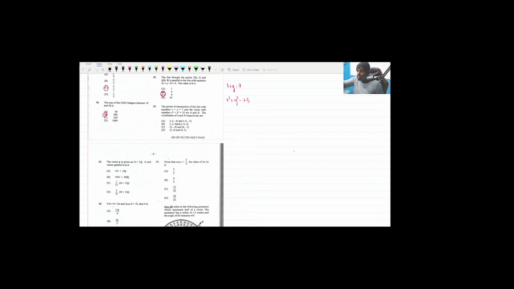I've seen 4s and 3s in all of my answers. So I know the only way I'm going to get 7 in my first equation is if I have plus 4 and plus 3 as my x and y. So I check in here: 4 and 3 as my x and y. So D actually satisfies the first equation one time.